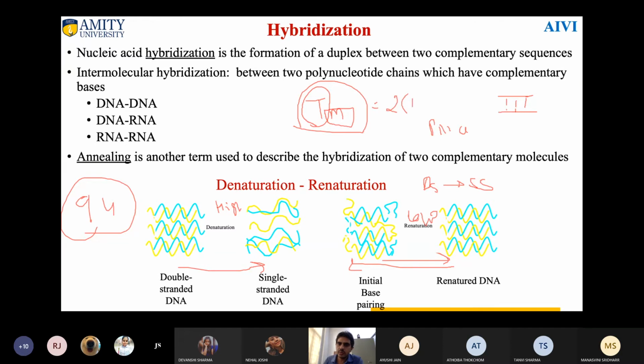2 into A plus T, and plus 4 into G plus C. So this is a simple formula whereby you can calculate the melting temperature of your DNA. So in it, what you are going to do, any sequence is going to be there.